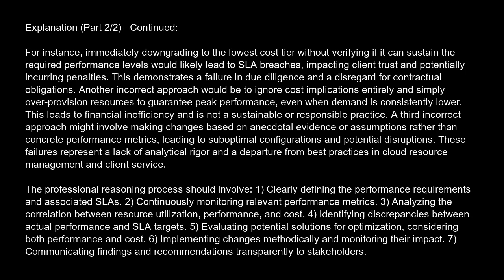The professional reasoning process should involve: 1. Clearly defining the performance requirements and associated SLAs. 2. Continuously monitoring relevant performance metrics. 3. Analyzing the correlation between resource utilization, performance, and cost. 4. Identifying discrepancies between actual performance and SLA targets. 5. Evaluating potential solutions for optimization, considering both performance and cost. 6. Implementing changes methodically and monitoring their impact. 7. Communicating findings and recommendations transparently to stakeholders.